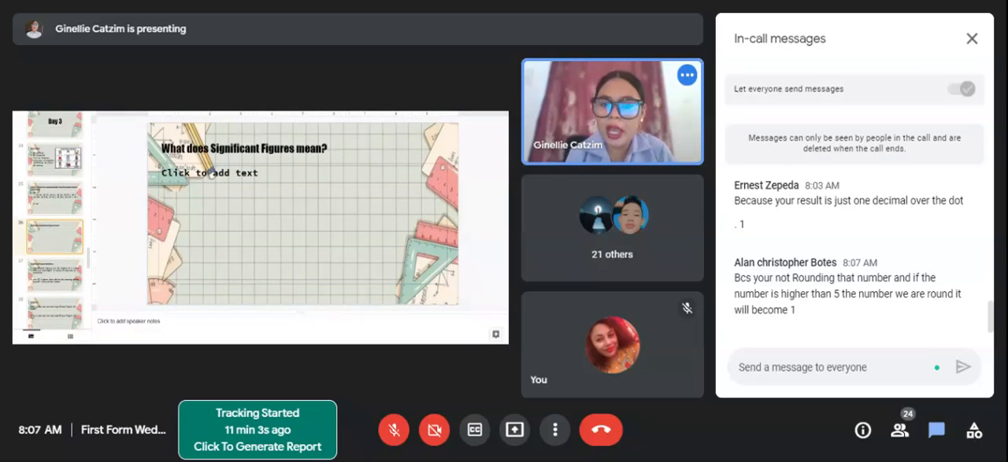So now, does anyone know what significant figure means? Just give me your ideas, and I will write here, and then we come up with a definition. What does significant figure mean to you? You could define significant, you could define figure. What does that mean to you?